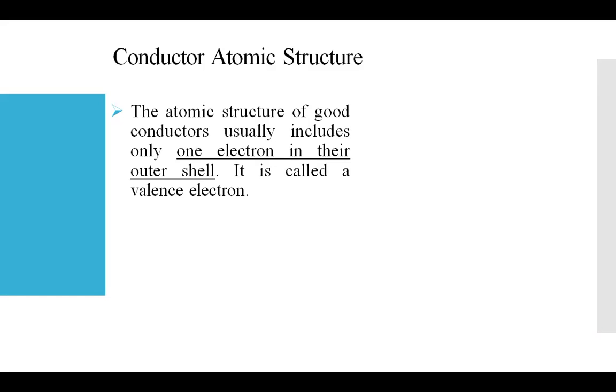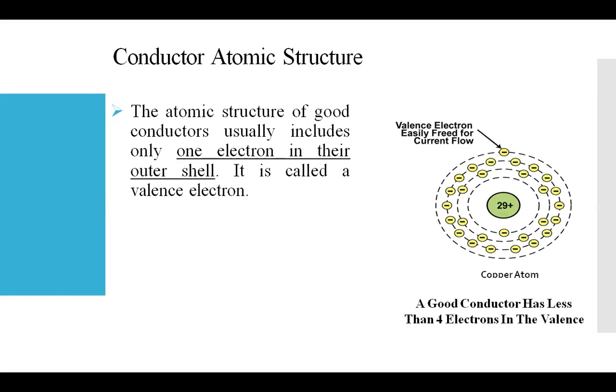So that is given the definition here. The atomic structure of a good conductor usually includes only one electron in its outer cell, and that is what we call the valence electron. You can see this in the picture, which indicates a copper atom, and the valence electron is easily freed for the current flow.